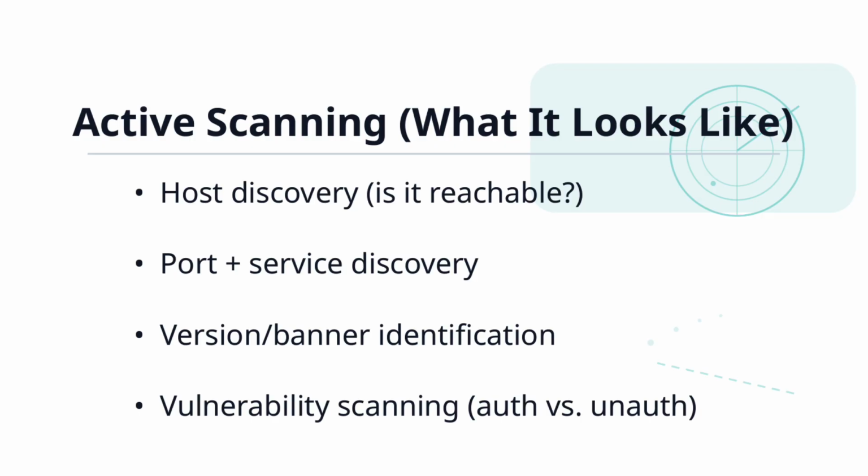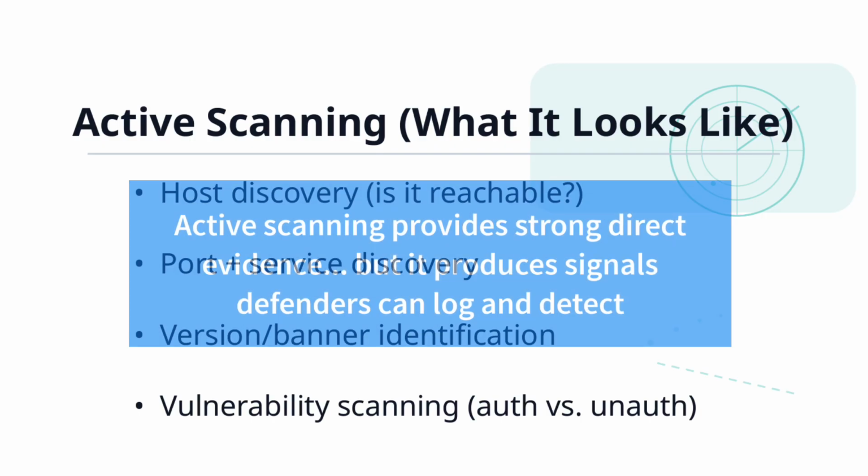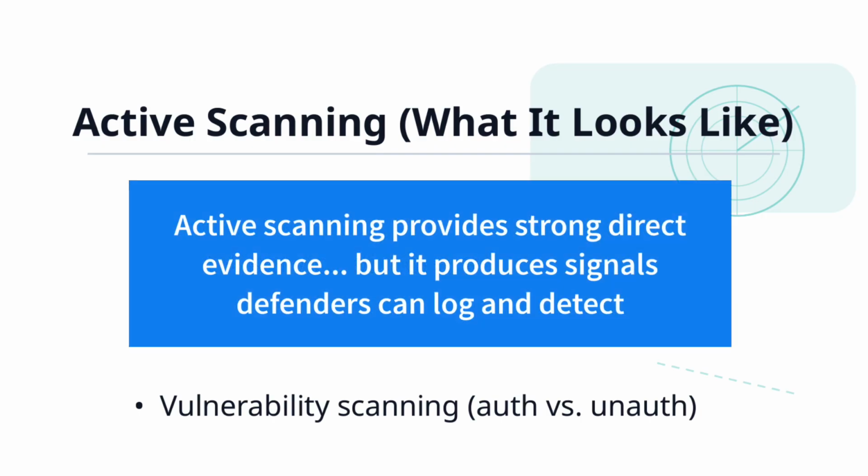In defensive programs, authenticated scanning is usually the gold standard. Log in, check patch levels, and reduce false positives. Threat actors also use active scanning, often at scale, to find low-hanging fruit, then narrow in on exploitable services. Key takeaway: active scanning provides strong direct evidence, but it produces signals defenders can log and detect.